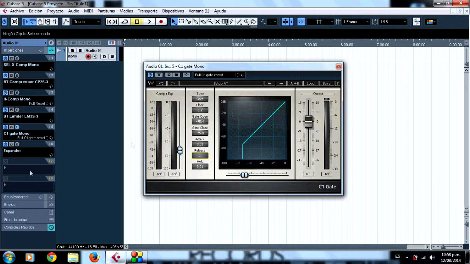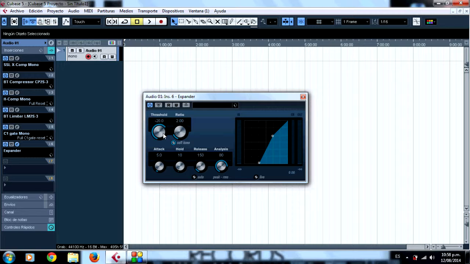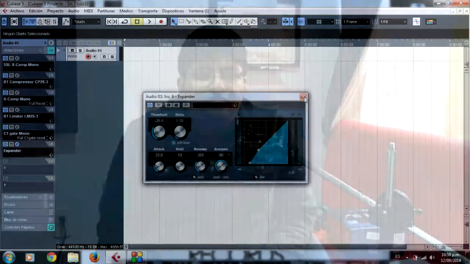Well, here I have an expander, and an expander is a compressor in reverse. Here I can set the threshold, the ratio, the attack, and the release. And we already know that it works like a compressor, but the expander increases the dynamic range.